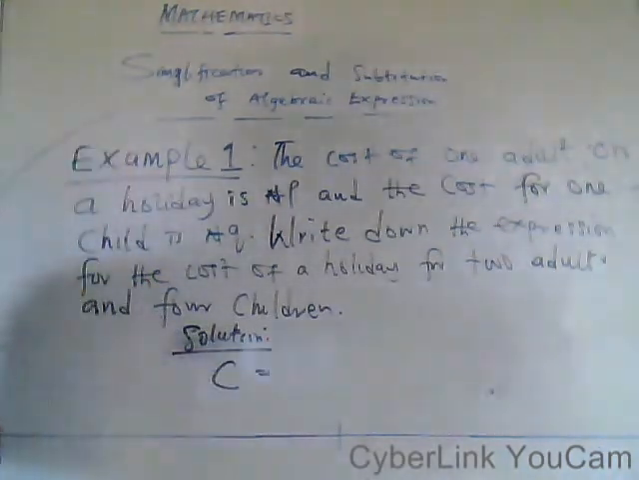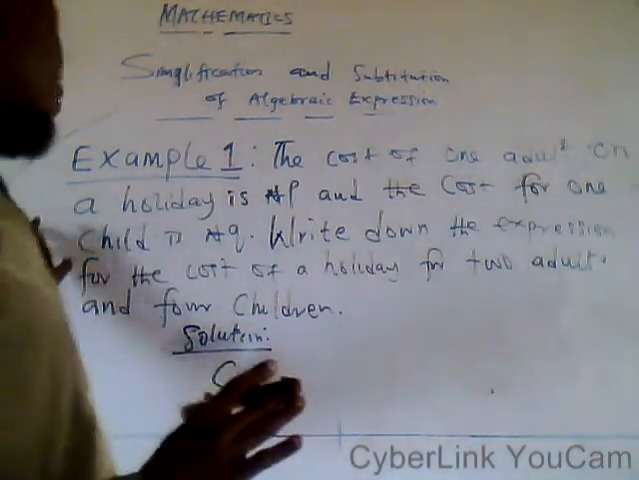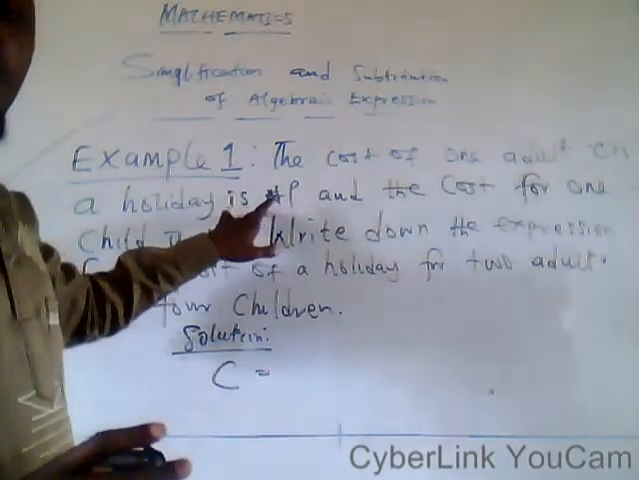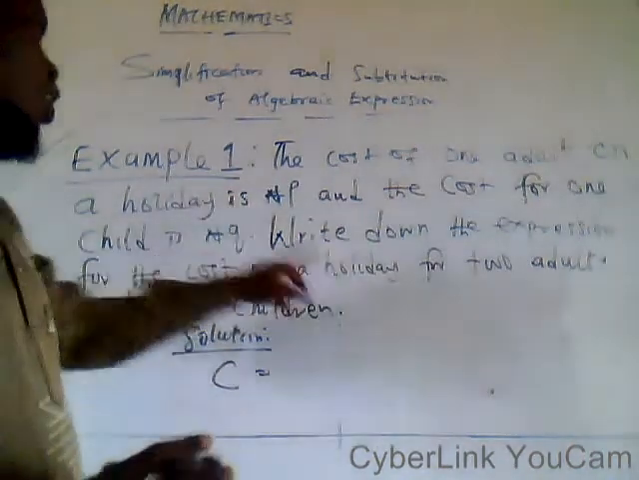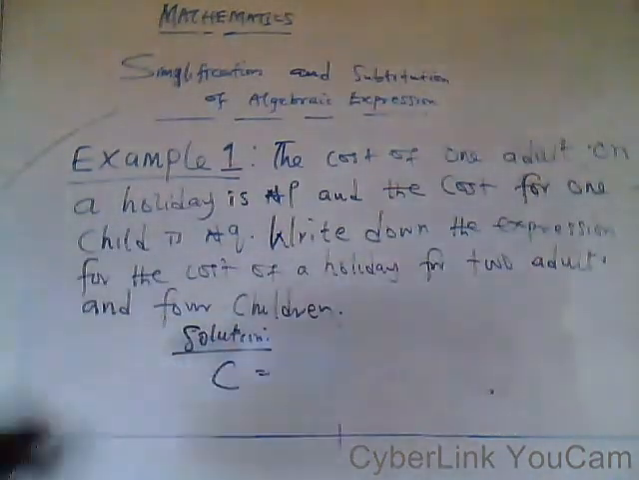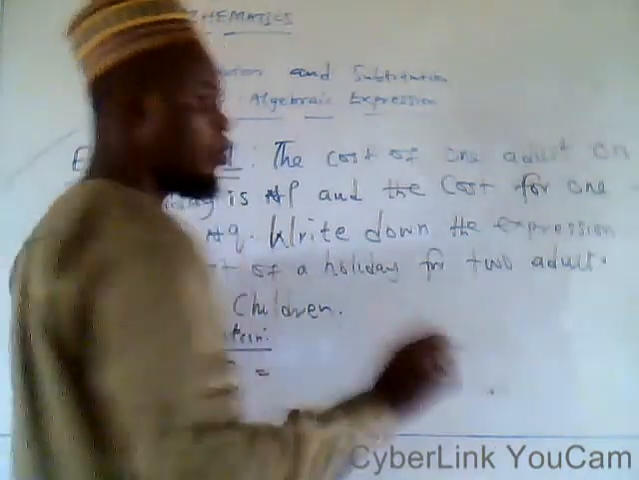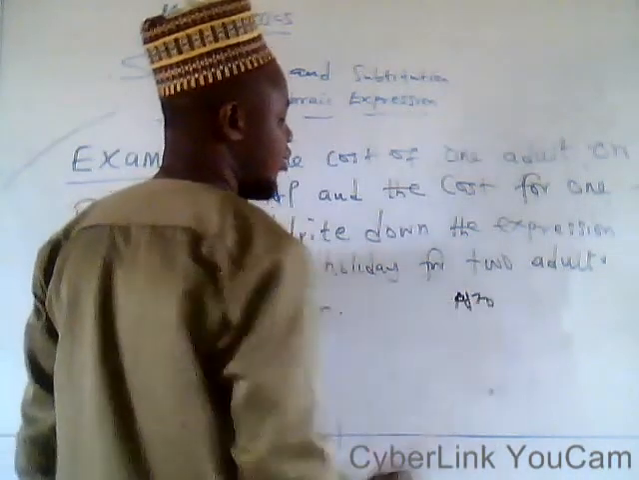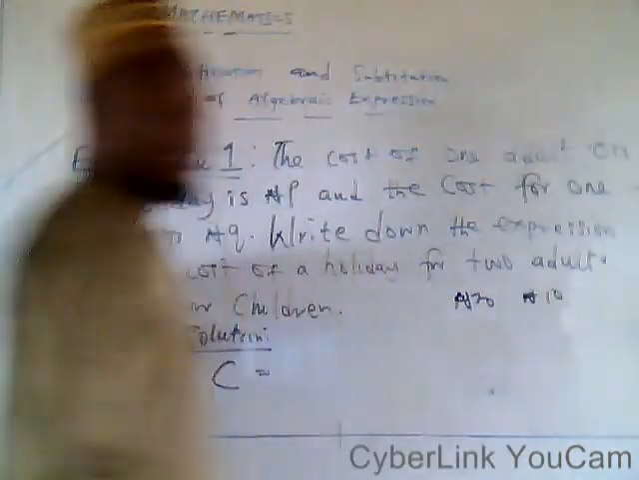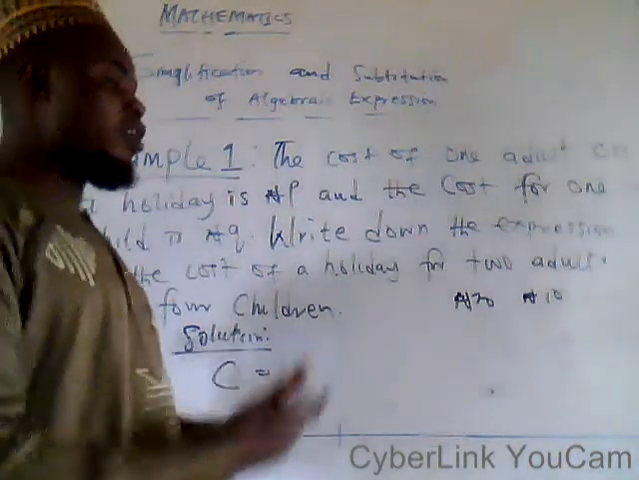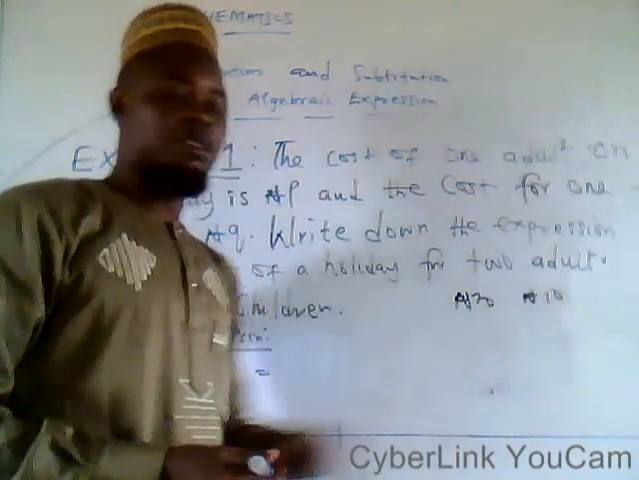What's our cost for 2 adults and 4 children? We have been told that the cost for the adult is P naira, while the cost for one child is Q naira. Let's say, for instance, that the cost for one adult is 20 naira and that of one child is 10 naira. If you are the one to pay for their holiday and you have 2 adults and 4 children, what will now be your cost?